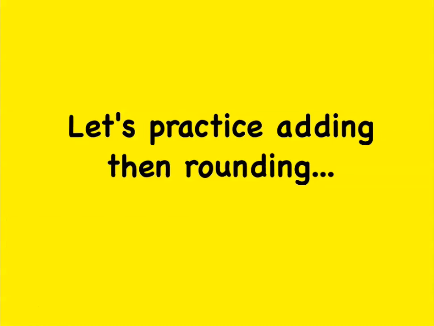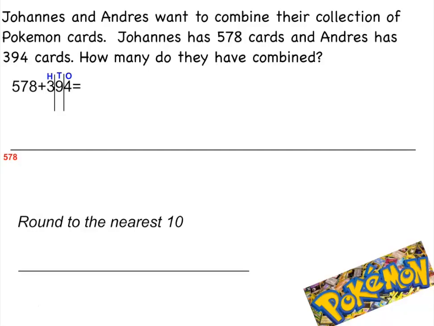Now let's practice adding and then rounding. In our first problem, we see that Johannes and Andres want to combine their collection of Pokemon cards. Johannes has 578 cards and Andres has 394 cards. How many do they have combined? Since we're taking 2 groups of cards and putting them together, that's what combining means, we are putting a part and a part together into a whole. And so that means addition. The problem that we're going to need to work is 578 plus 394.